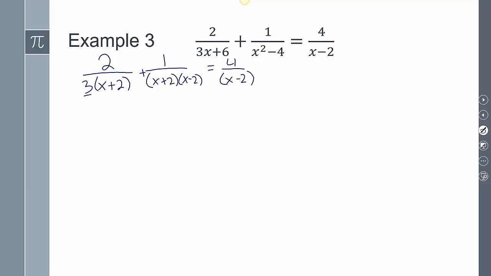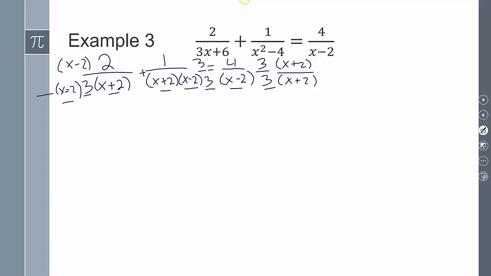So this one has a 3, this one doesn't, and this one doesn't. This has an x plus 2, this one does, this one doesn't. Okay, this one has an x minus 2, so does this one, but this one doesn't. And we have the 3, so that works. And now I believe that everyone has the same denominator. Yep, they all have x minus 2, they all have a 3, and they all have an x plus 2. So now rewriting this, like I can get rid of that now.